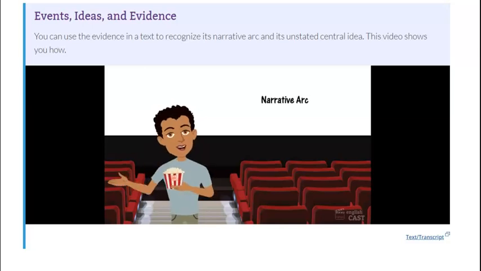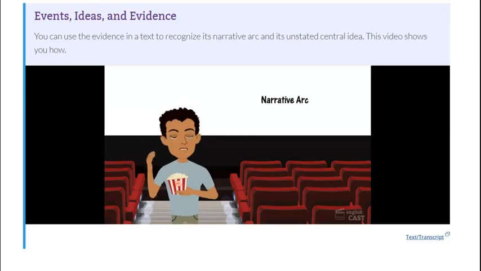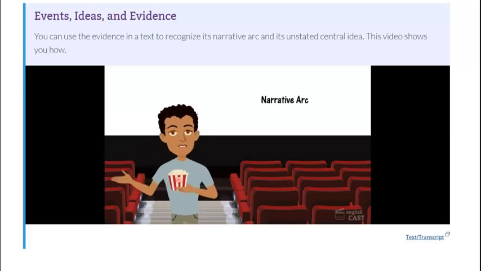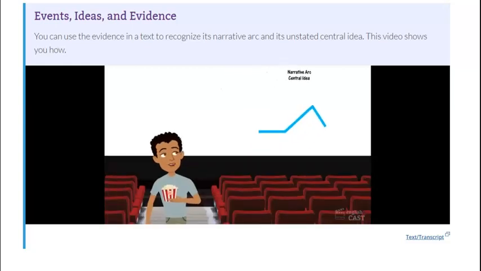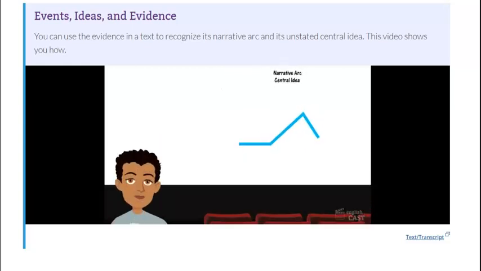arc. Narrative arc is sometimes called plot arc, and it refers to the chronological order of plot events, the beginning, the middle, and the end of a story. Looking closely at the narrative arc can help you understand the central idea of a narrative and infer what the whole point of the story is. Let's take a look at narrative arc.